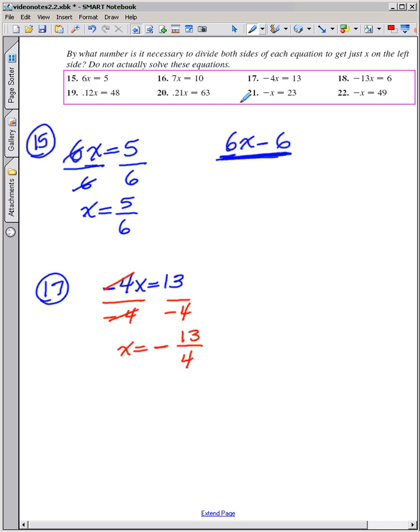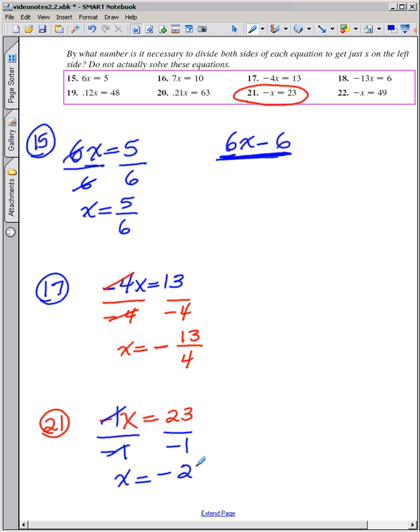Now you'll see problems similar to the one we just did, number 21. Negative x is equal to 23. Well, here again, it's understood to be a negative 1x. So another way that you can think of removing negative 1 is by dividing both sides by negative 1. So in actuality, if you have a negative coefficient or an opposite of x, then you can either multiply or divide both sides by negative 1. In that case, we would just get x is equal to positive divided by negative is negative, so that would be negative 23.